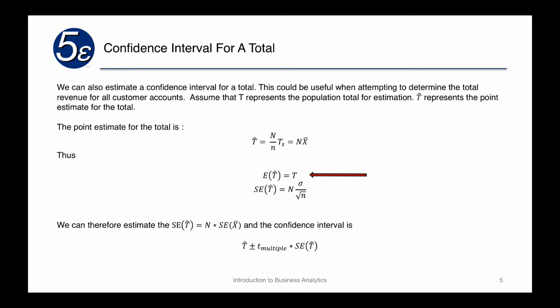Our standard error for the t hat, for that estimate, is going to be equal to n, which is our total observations, times the population standard deviation divided by the square root of n. So we can therefore estimate this by fixing the standard error of the t hat to equal n times our standard error of the sample mean. And thus we have the following confidence interval. T hat plus or minus the t-multiple times the standard error of the predicted total. So let's take a look at an example for this.